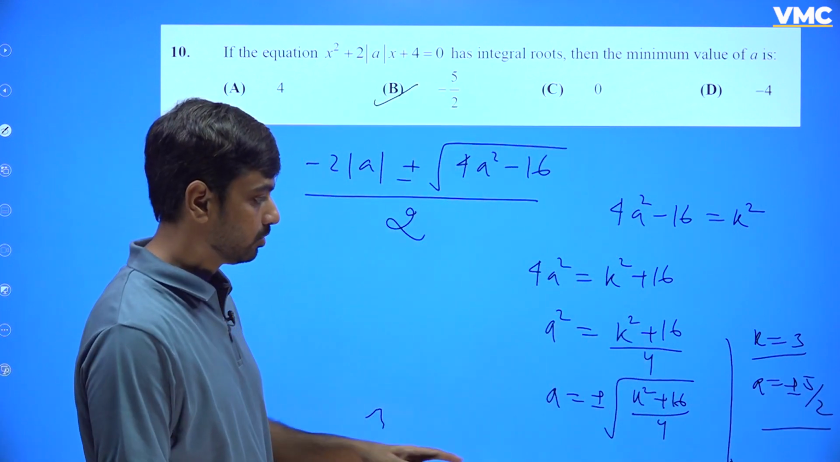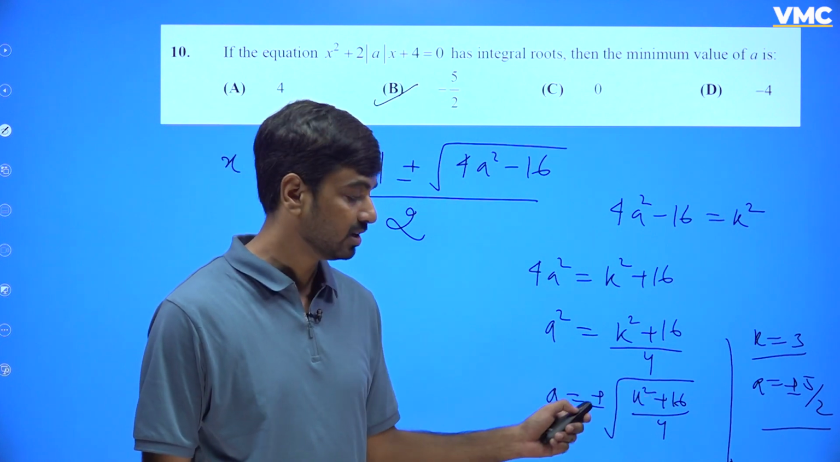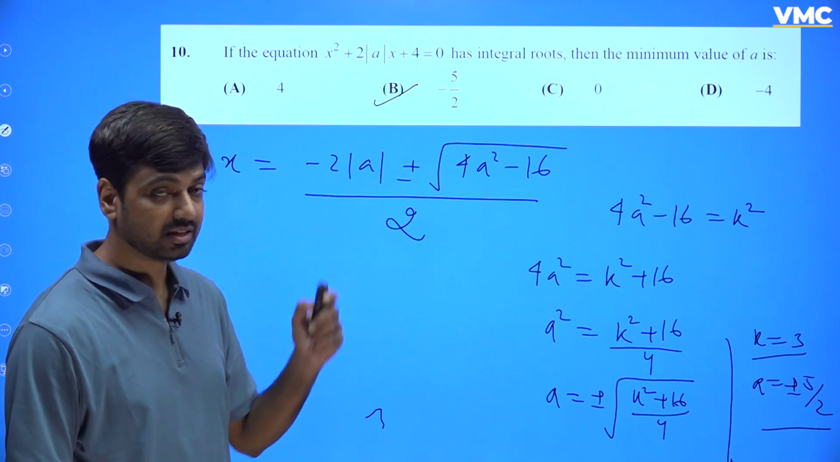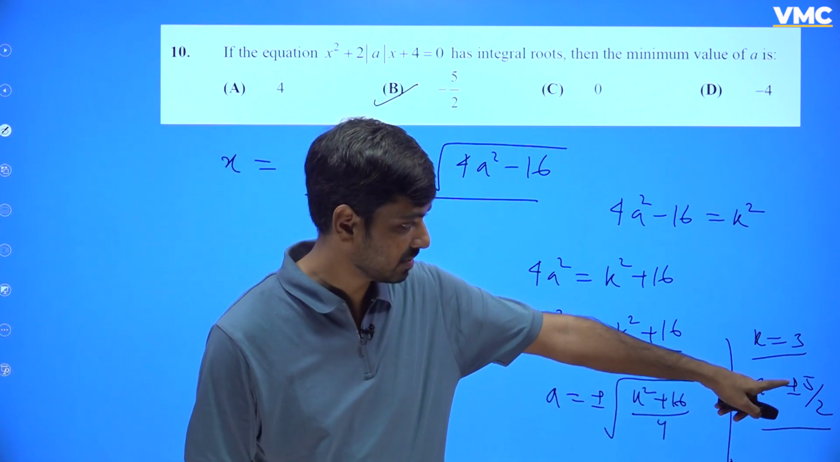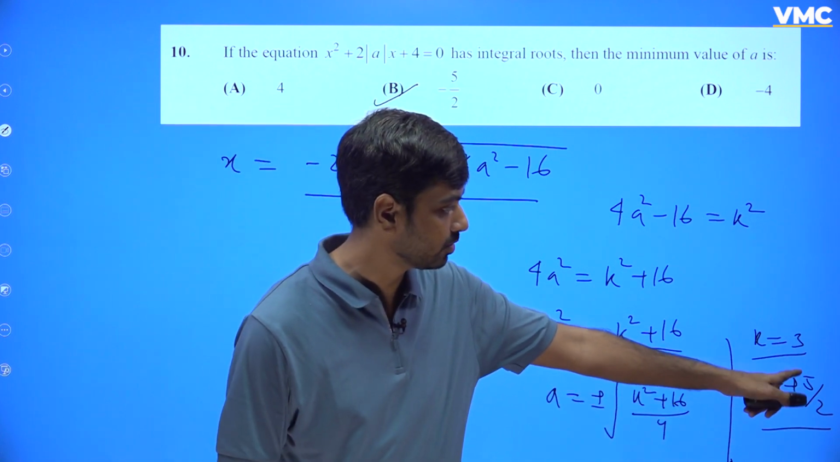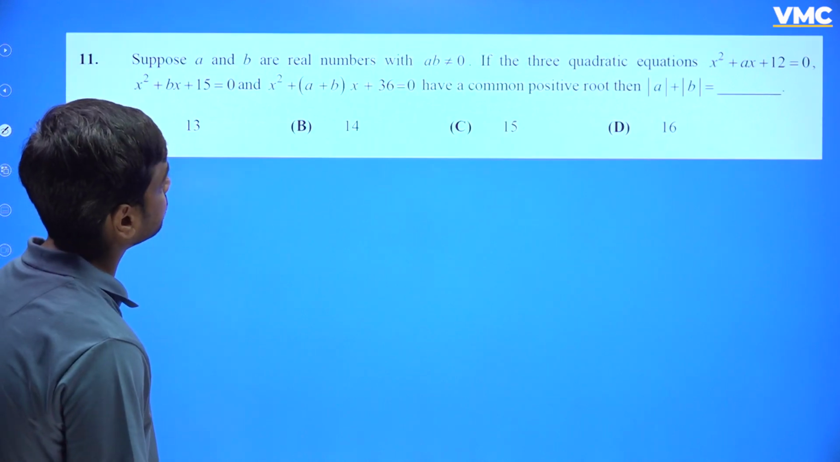Okay. So for k is equal to 0, we are getting plus minus 2 as the value of a and the roots as integral. But we have a lesser value of a, that is minus 5 by 2. So that will be the answer. And we are getting that minus 5 by 2 for k equal to 3. Let's move to the next question.